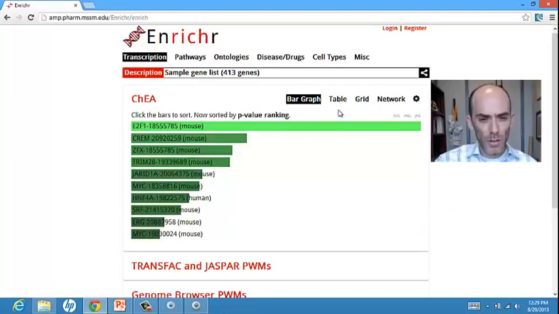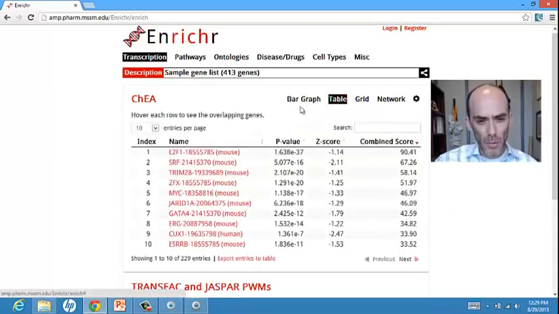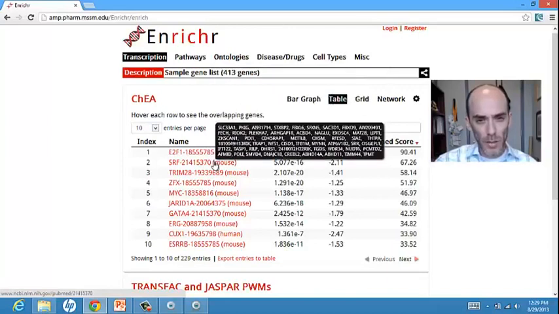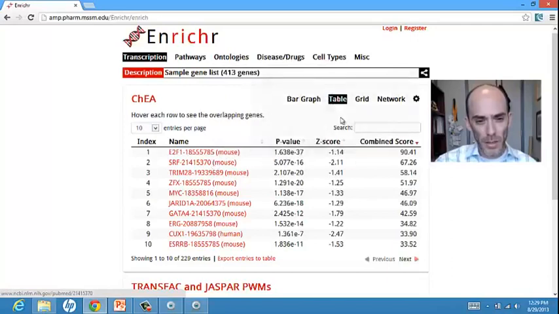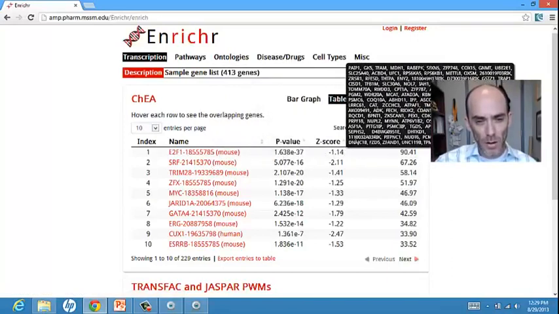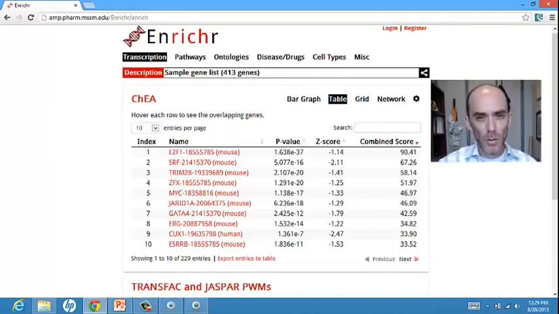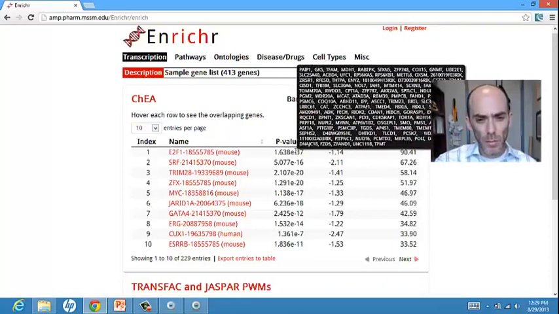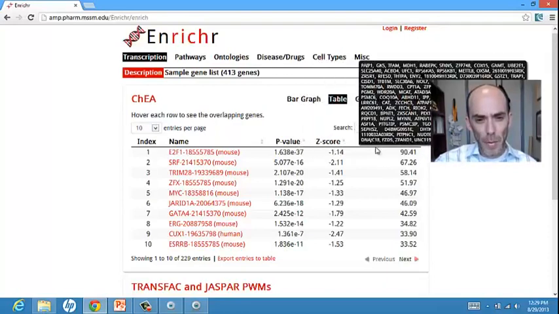You can view the results as a table, and then when you mouse over each of the enriched terms, you can get the genes that overlap between the term and the input list. And here you get the p-value, the z-score, which is computed using a method that we developed, and then you also get a combined score that multiplies the p-value by the z-score.